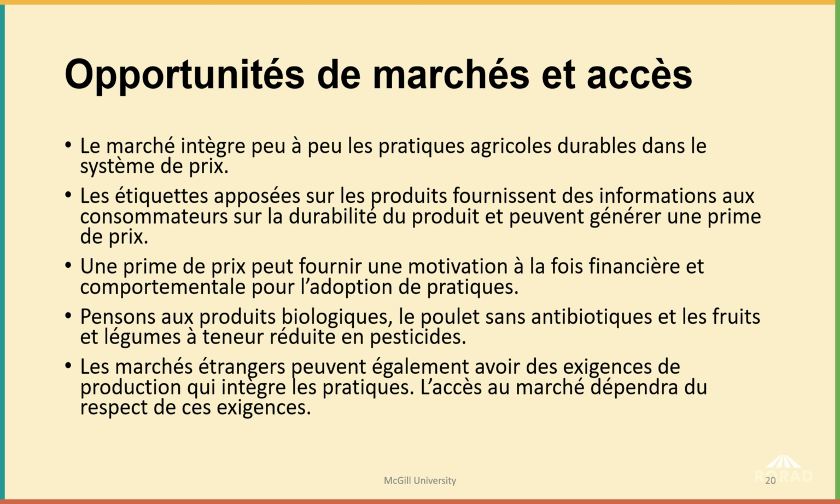Again, price premiums, if they're given for particular types of production processes, have both a financial and behavioral motivation to adopt the practices. So things like organic agriculture or antibiotic-free chickens, reduced pesticide fruit and vegetables are all things that fall into that. Again, foreign markets can also have particular production requirements, and we have to abide by those rules if we want to access those foreign markets.